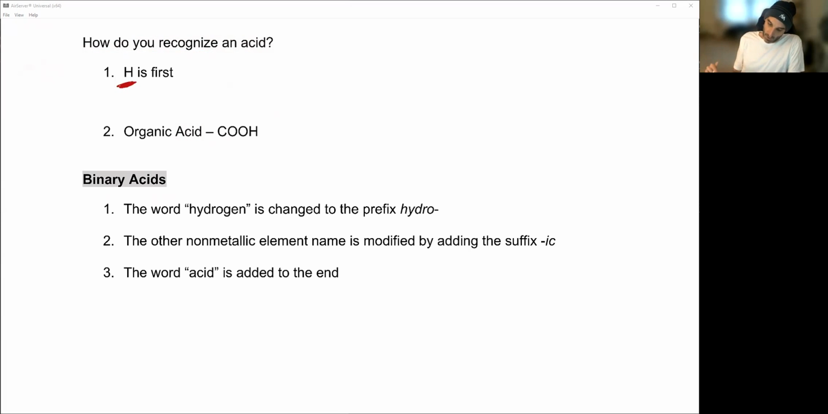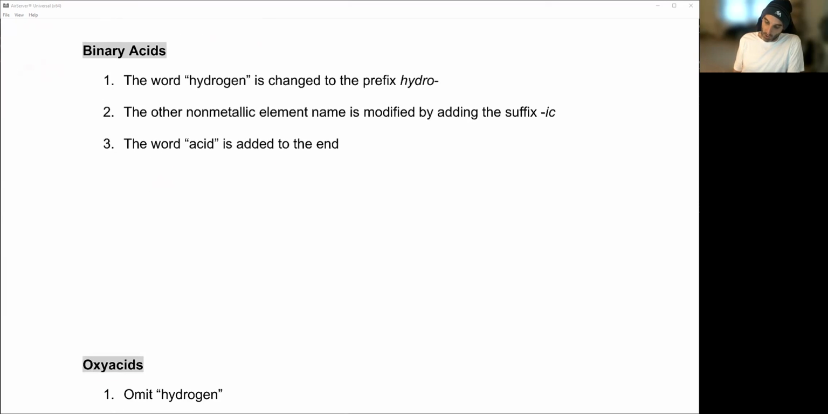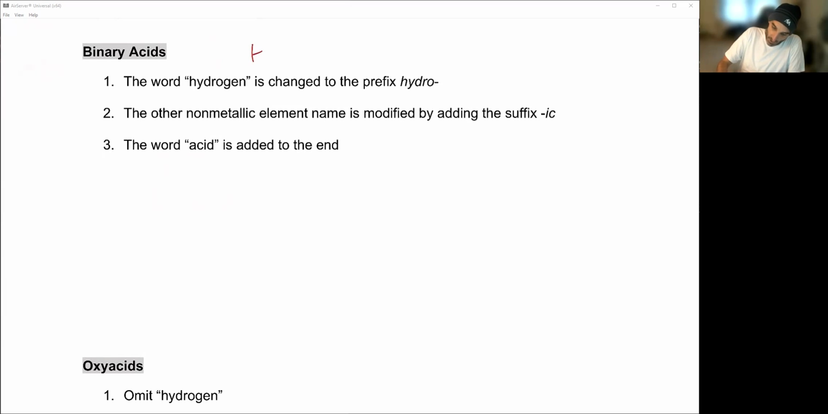The way that this is going to work, which is pretty simple, is first of all, binary acids. So HF, HCl, HBr. Notice that these are all in the same group. H2S, that's also an acid. All of these are acids. How do I recognize they're acids? H is the first thing that I see.